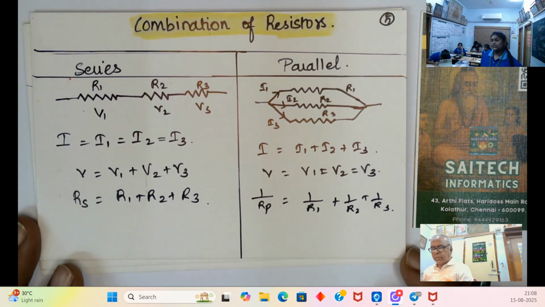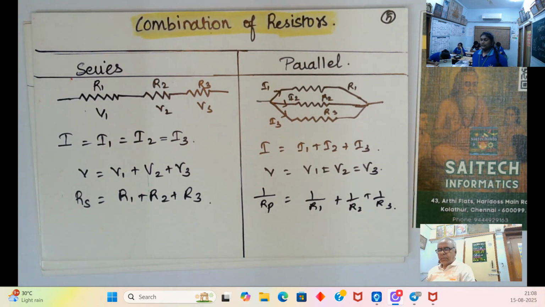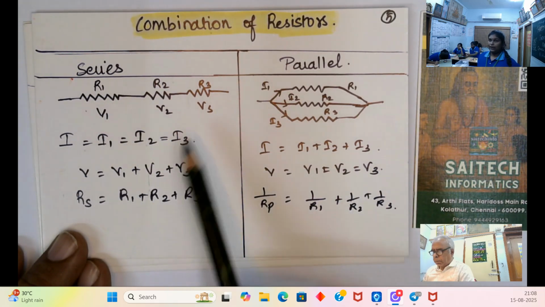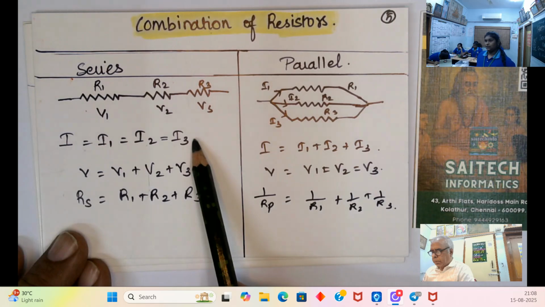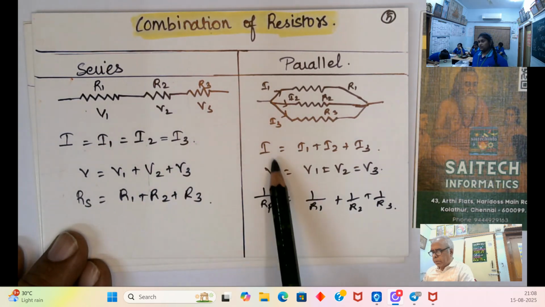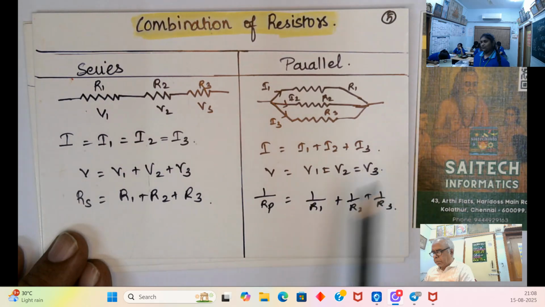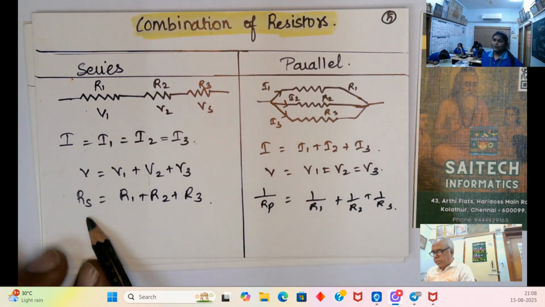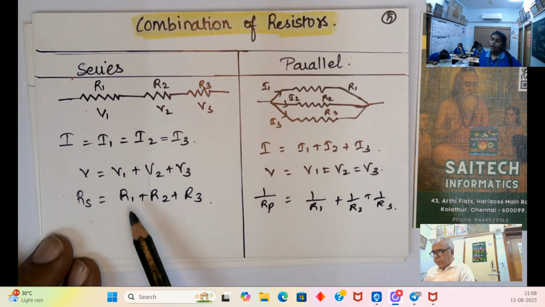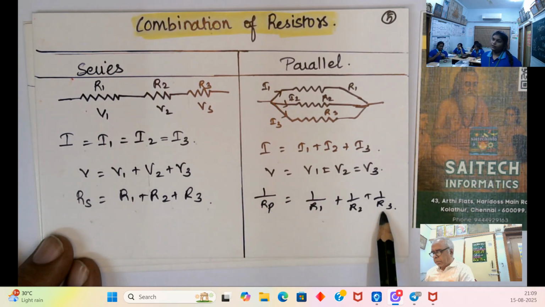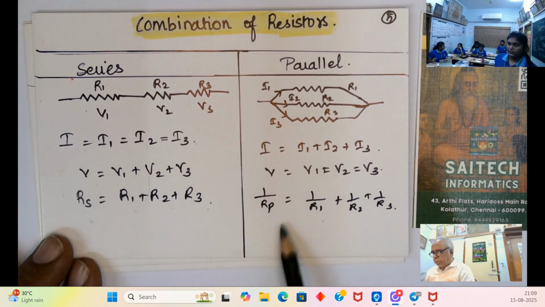Combination of resistors in series and parallel connection. So in series, current is constant. I is equal to I1 is equal to I2, that is, current is constant. In parallel, voltage is constant. V is equal to V1, V2, V3, all are equal. The expression is Rs is equal to R1 plus R2 plus R3. In parallel, 1 by Rp is equal to 1 by R1 plus 1 by R2 plus 1 by R3.